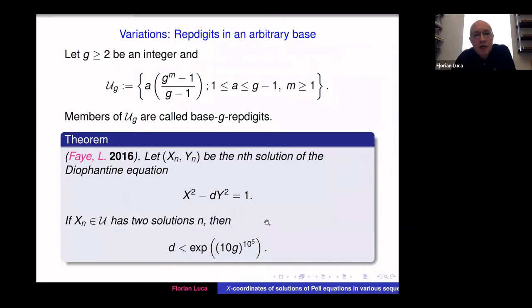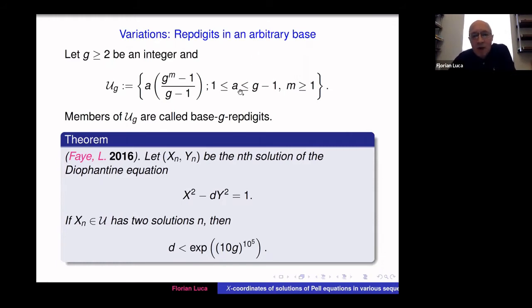Variations: repdigits in an arbitrary base. You can take the game that I played with base 10, and you can play it with an arbitrary base. Take an arbitrary base g greater than or equal to 2 to be an integer. You represent integers in base g in a greedy way as best as you can. You subtract the largest power of g multiplied with some number between 1 and g minus 1 out of your number n, and then with the rest you keep on going. You obtain the representation of a number in base g like you do in base 10.